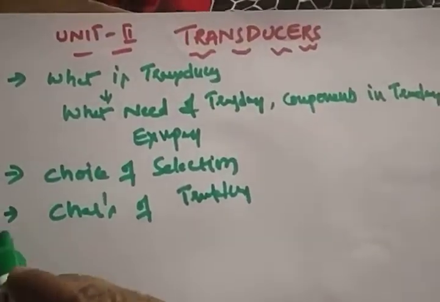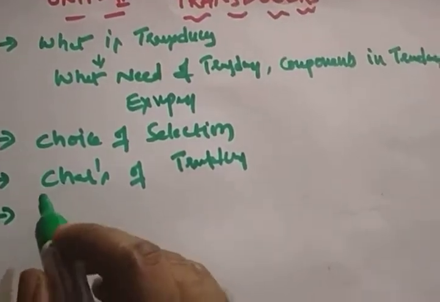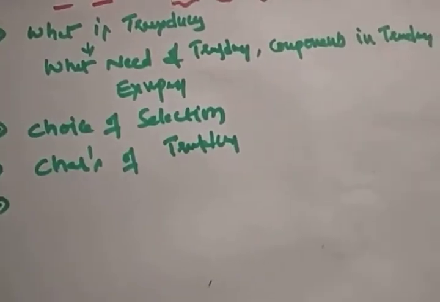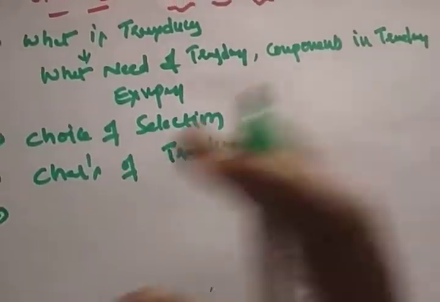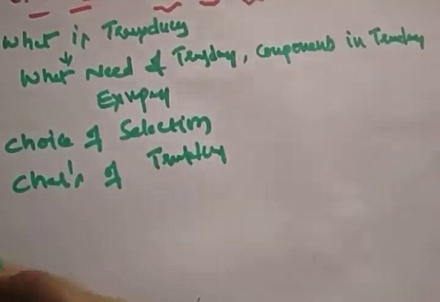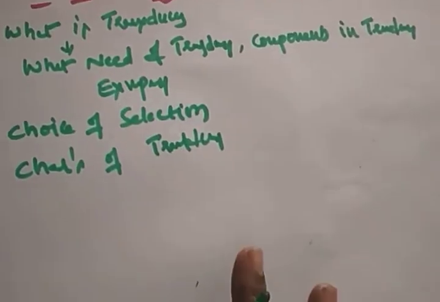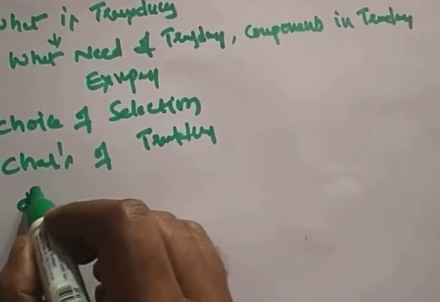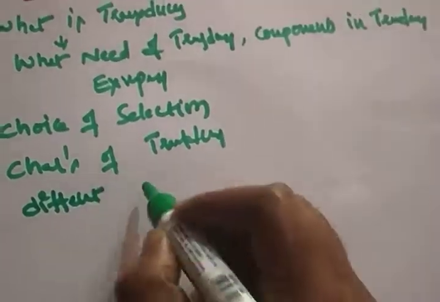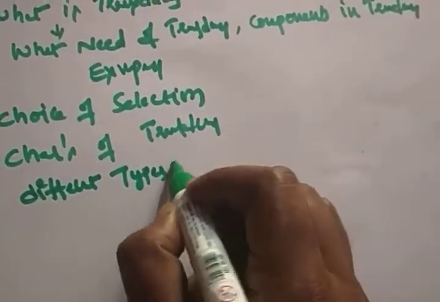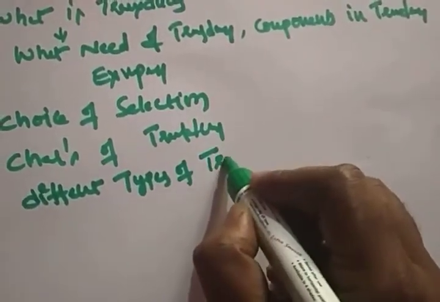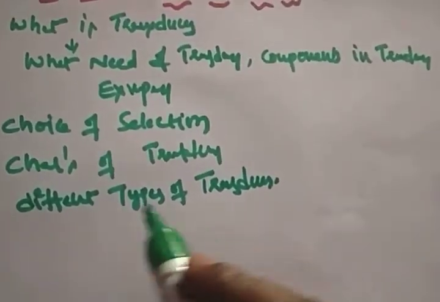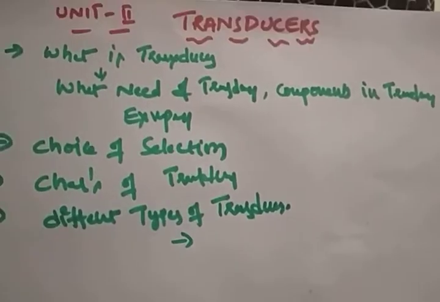And after that, according to the output obtained, transducers are classified into active transducers and passive transducers. But we don't have any active transducers. We'll discuss passive transducers, that means the different types of transducers. So what are the different types? That is nothing but passive transducers, right?